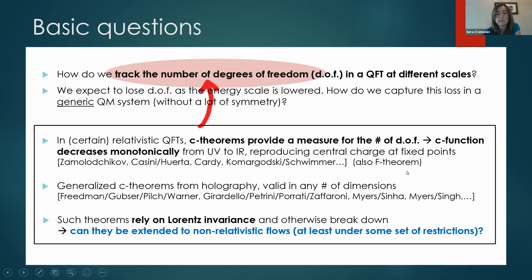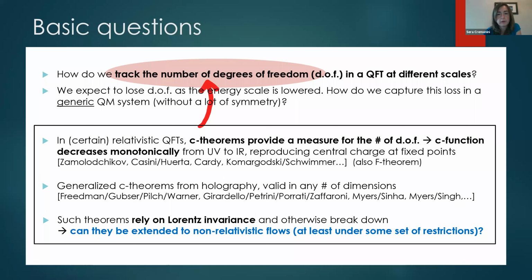And apart from looking at it just from field theory, there's also been a lot of work within holography with various generalized c-theorems. The advantage of holography is that many of these results can be done in any number of dimensions. So it's a little bit less constrained. So the original papers go back to Freedman and collaborators, Girardello and collaborators, and then more recently, a lot of work by Myers, Sinha, and then Myers and Singh, and so on.